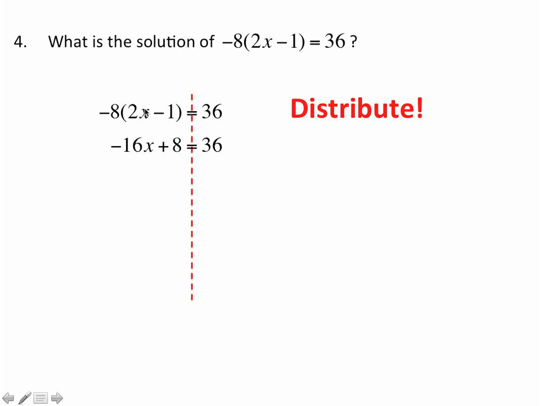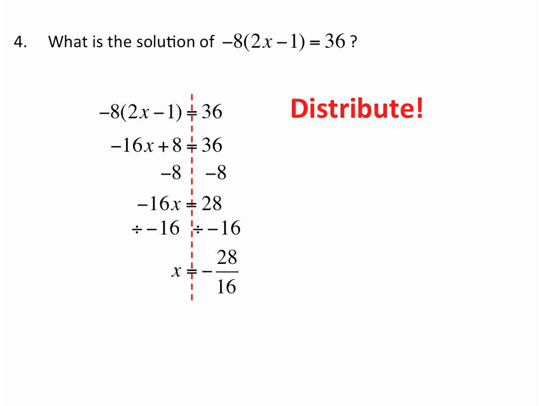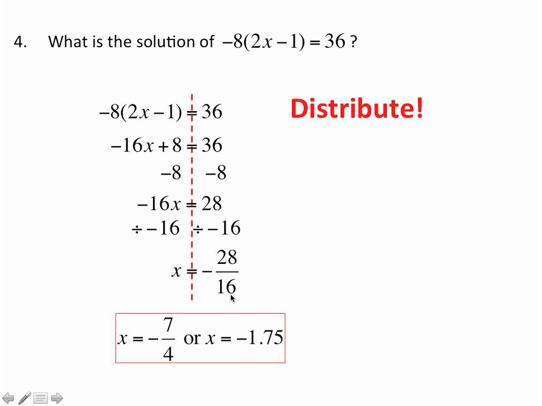Okay, so I simplified this piece by distributing the negative 8. Now from there, now it's just a normal problem. Subtract 8 from both sides. Negative 16x equals 28. Divide by that negative 16. And I wind up with x equals negative 28 over 16. So fraction, we could try to reduce that. So it looks like 4 goes into both of those. So take 4 out of the top and the bottom. I get negative 7 over 4. Or if you just wanted to make a decimal, 28 divided by 16 is 1.75. So negative 1.75. You can have either decimal or fraction.